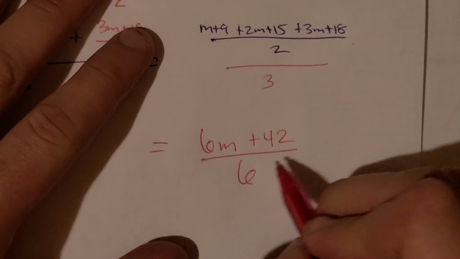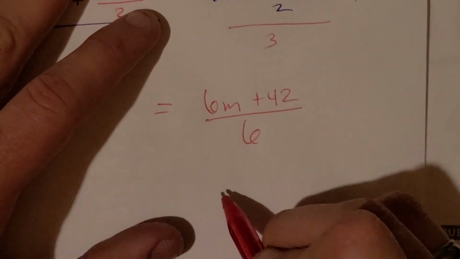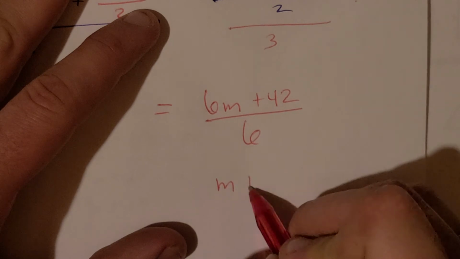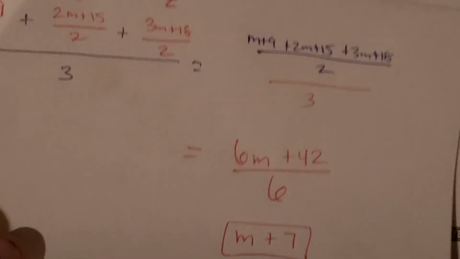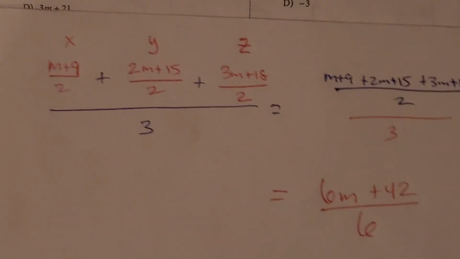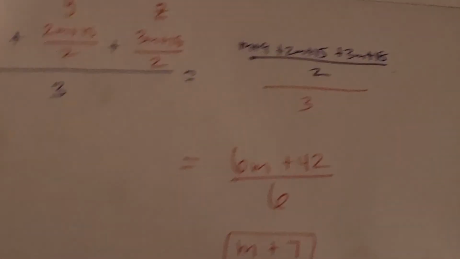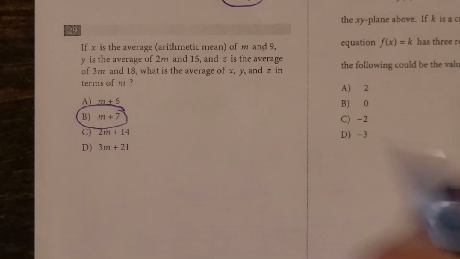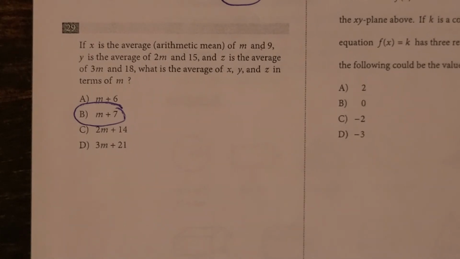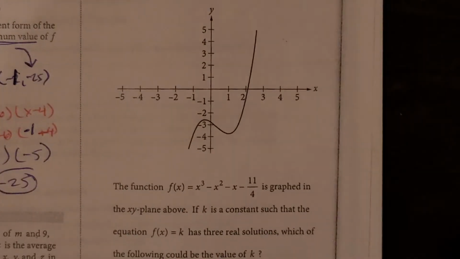Now I simplify. 6m divided by 6 is m. 42 divided by 6 is 7, and that is my answer. Now again, I can make that look pretty simple, but that's kind of complicated when you're looking at this problem. Where I come back here and realize that the answer is B. Had some tough problems here in the end. Here's the good news. Number 30 doesn't take nearly that long.